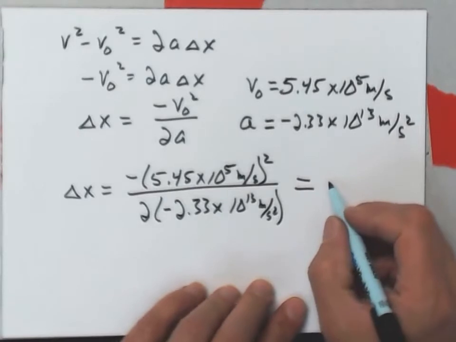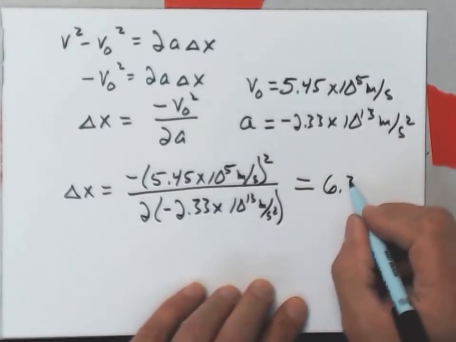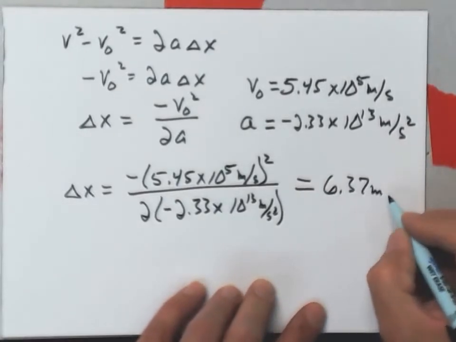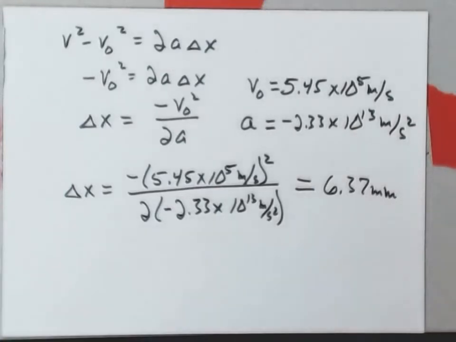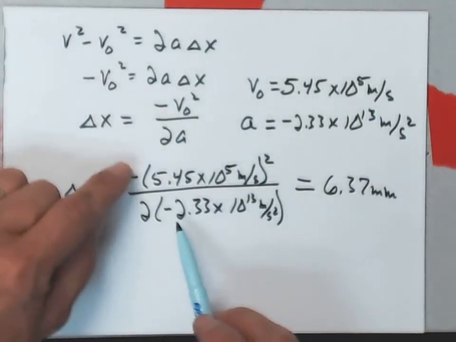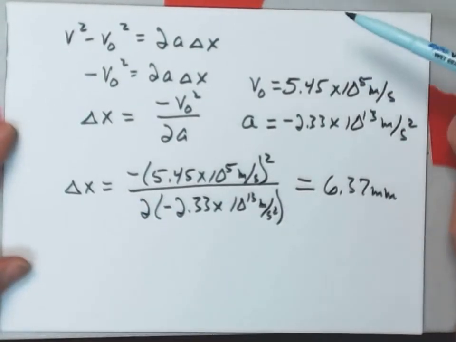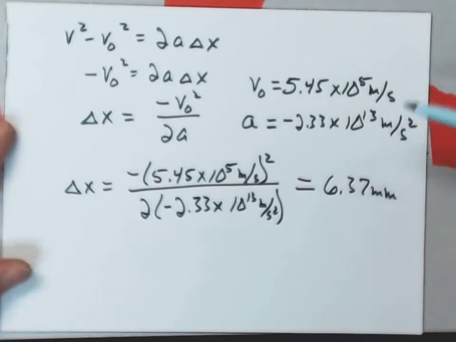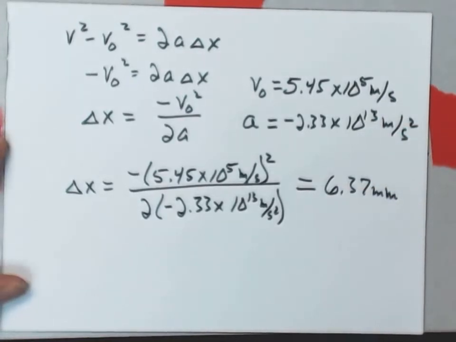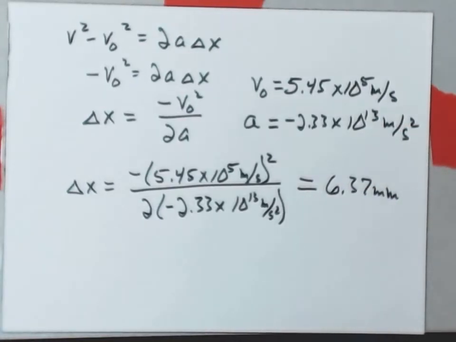Well, amazingly enough, I get 6.37 millimeters again. Actually it comes out 6.37 times 10 to the minus 3rd meters. The minus signs divide out, top and bottom. So I get the same answer. This was a much easier way to do it than the other way. So when you're solving problems, keep your eyes open. Sometimes you can save yourself a bit of work by using a more appropriate equation.